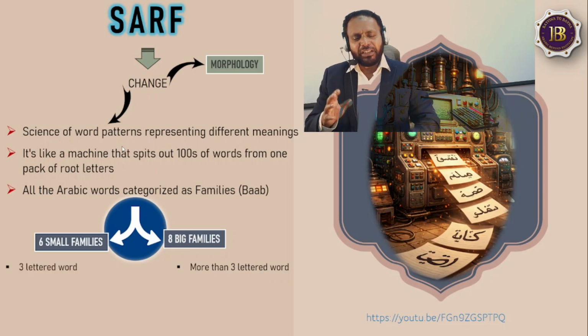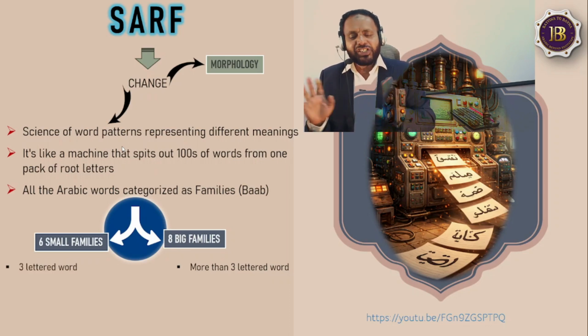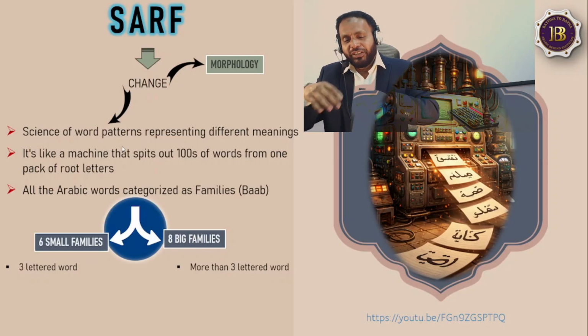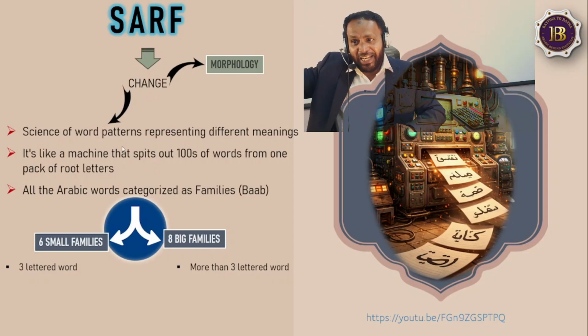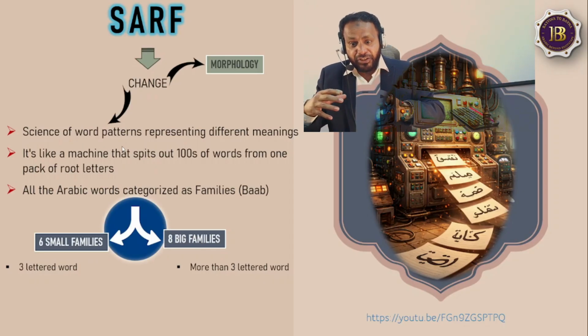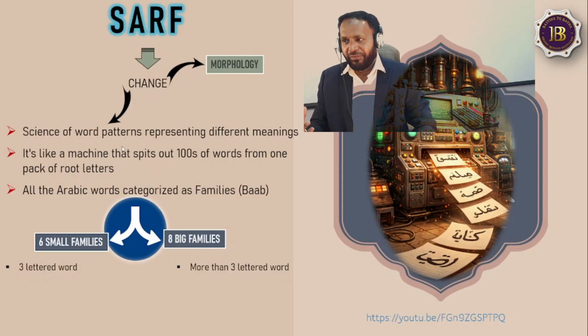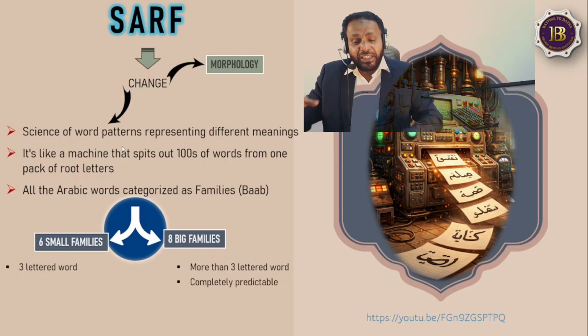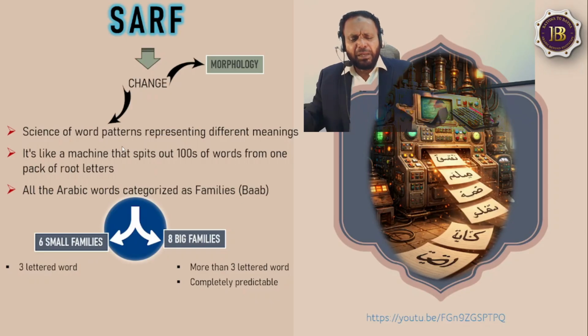In small families, it has only 3 letters, no additional stuff. The pattern still exists. The pattern is still there, but the pattern is made using the 3 root letters itself. In the big families, the pattern consists of more than 3 letters. That's the difference. Okay, the big families, even though they are big, they are completely predictable. Completely predictable. What do you mean?